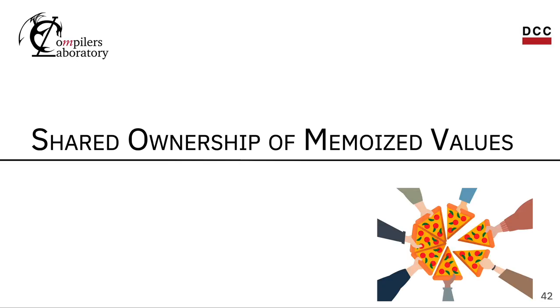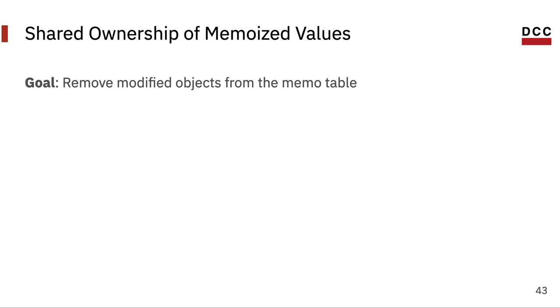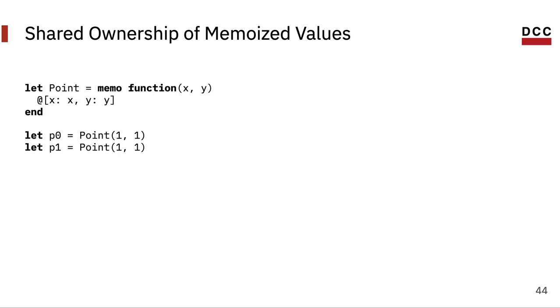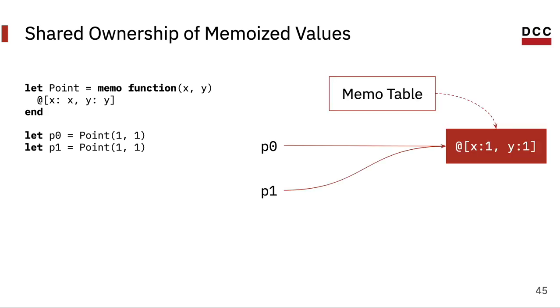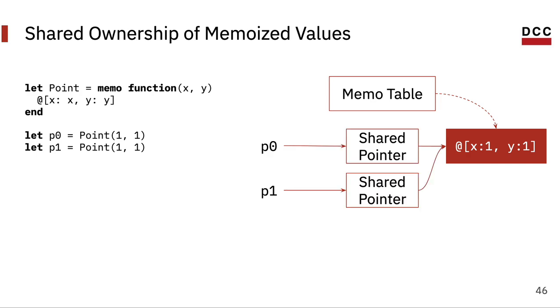So now let me explain how we implement safe memoization. Basically, we want to ensure that we remove from the memoization table any object that's modified. For that, we use shared pointers. Let me illustrate how we do it using this program here, which creates memoized points. Without shared pointers, we would have the two pointers pointing to the same memory location, which would lead to an unintentional alias. Instead, we shall access memoized objects via shared pointers.